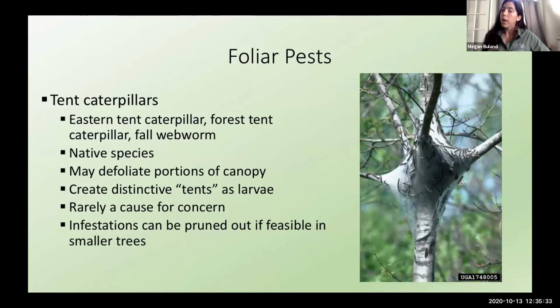They're native species that feed on a number of different species of native trees in our area. They might defoliate portions of the canopy of your trees, and these species all create distinctive tents as larvae that are going to be visible either in the crotches of tree branches, like you see here, or up surrounding the leaves of trees on a branch. You might find them creating this tent-like web surrounding leaves and on a branch of a tree. But very rarely are they a cause for concern. On smaller trees, infestations might be able to be pruned out on branches, but very rarely are these guys going to hurt the tree in any way.